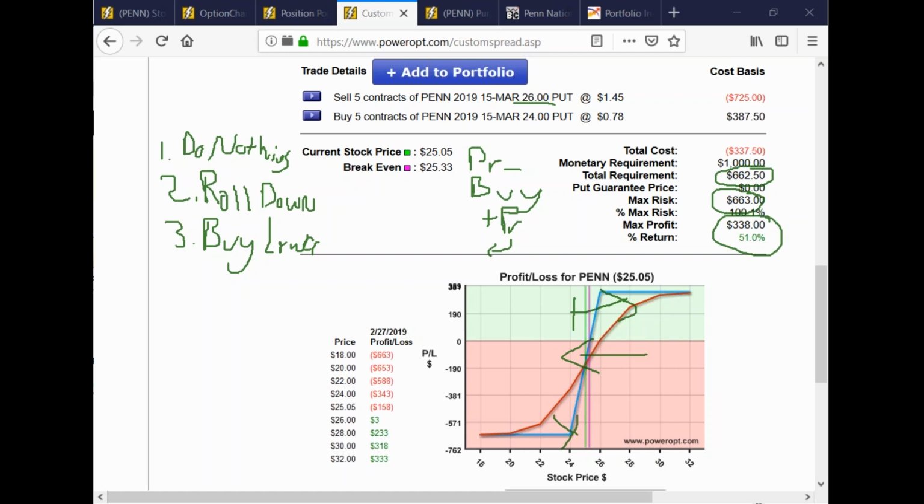But if it keeps going down, or even if you roll, as you had mentioned, if it rolls down and you keep going down, then you may be in for larger losses as well. Okay, but this does hedge it. It cuts the margin down.